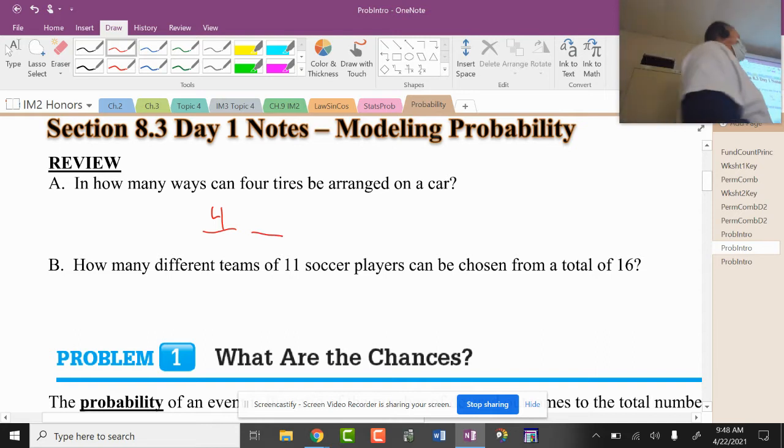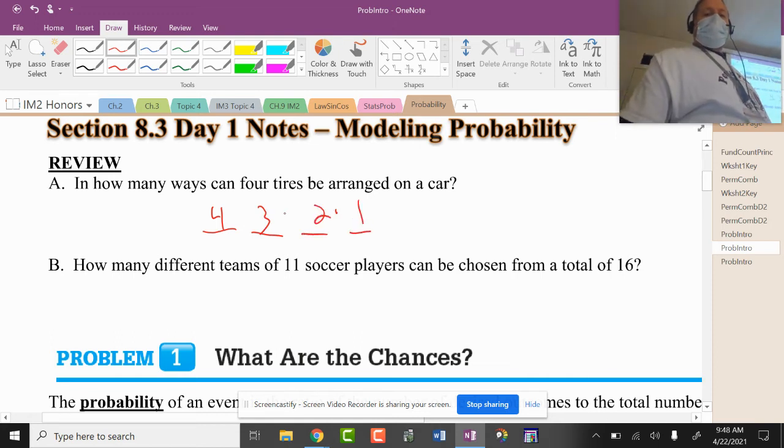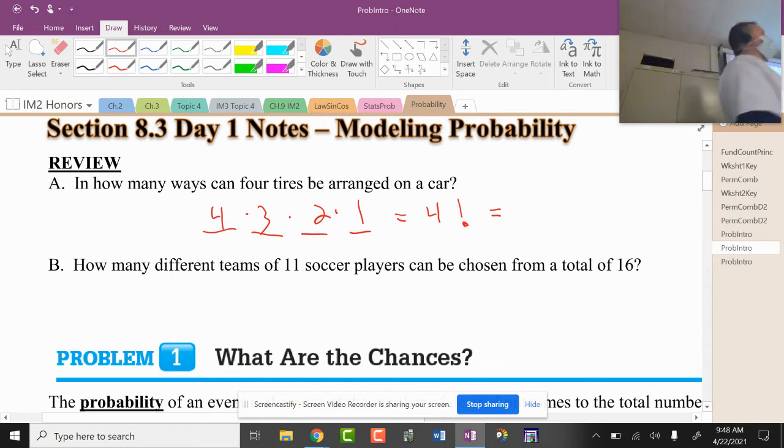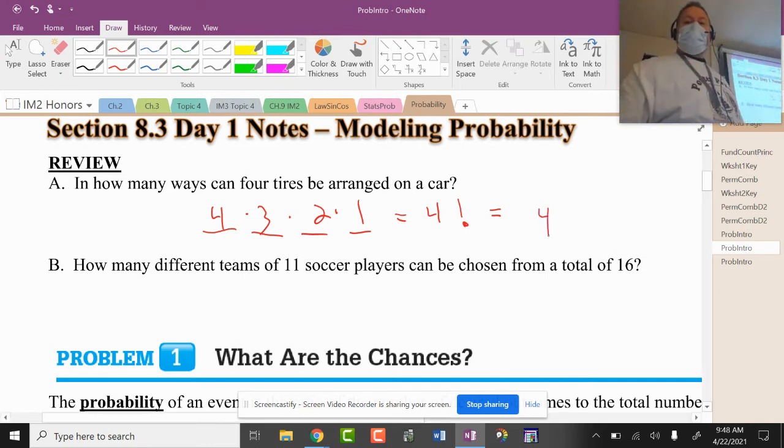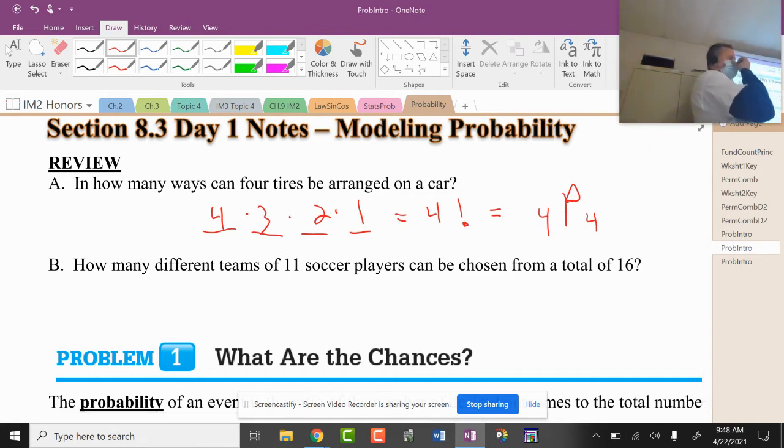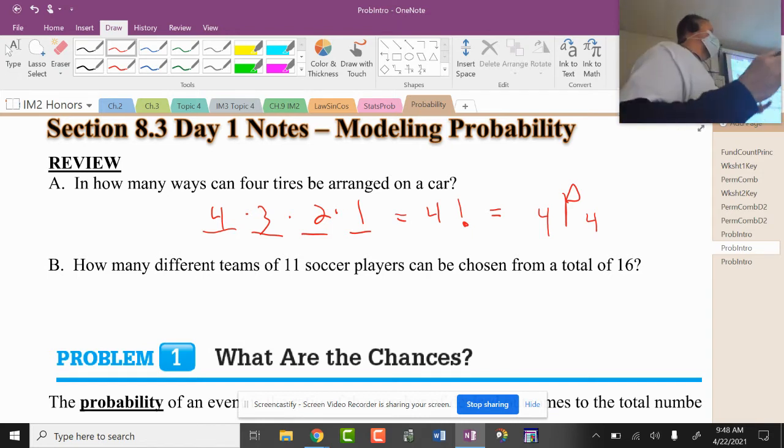So now let's go to the other front. How many do I have to put there? Three, and then two, and then one. Fundamental counting principle, which is 4 factorial. I'm going to give you a heads up here, by the way. This is a permutation because we are actually saying the order matters where I put the tires, because the tires are different. So actually, 4 factorial can be 4P4. Those are all equal. So again, it is kind of weird that these are all intertwined and related.